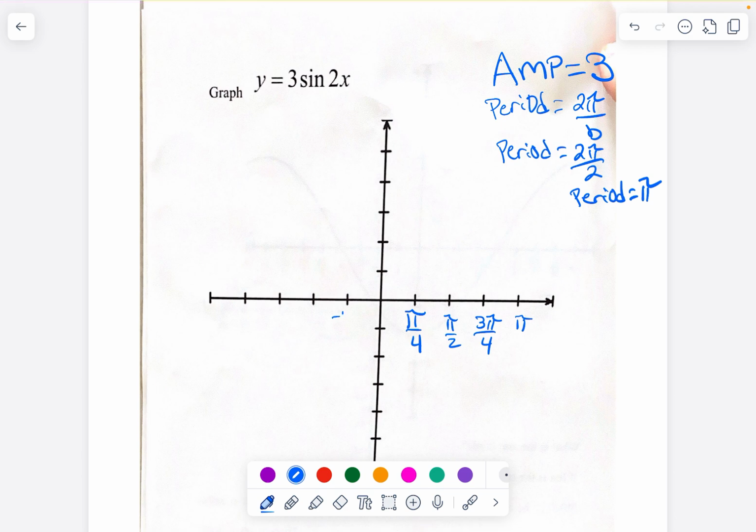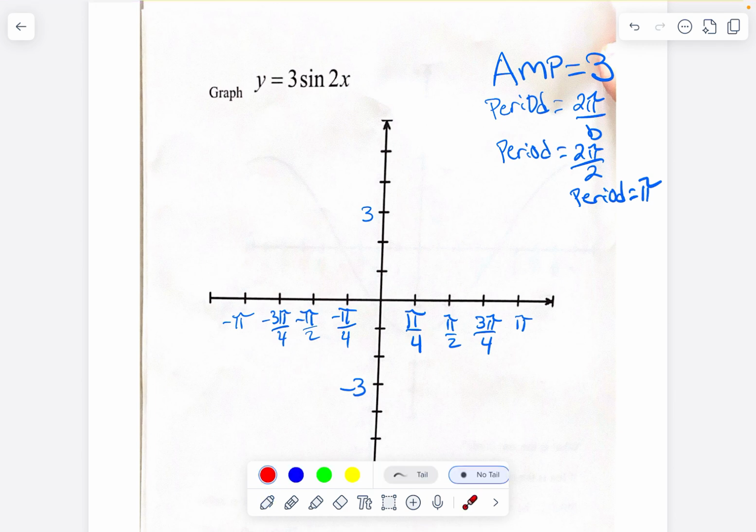Same thing on the other side, but it's going to be in the negative direction: negative pi over 4, negative pi over 2, negative 3 pi over 4, and then negative pi. And for amplitude, I'm going to go up to 3 and down to negative 3.